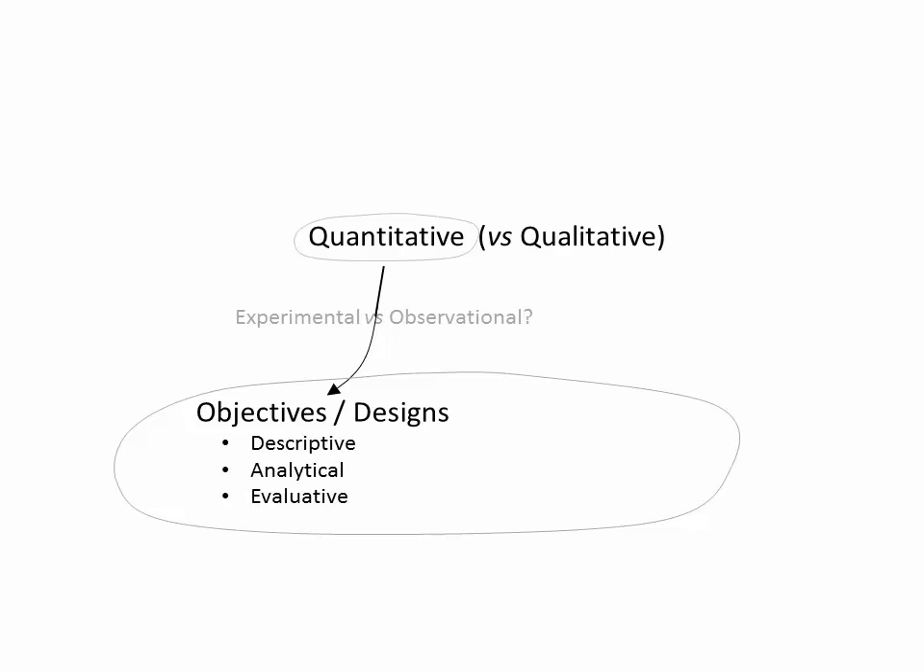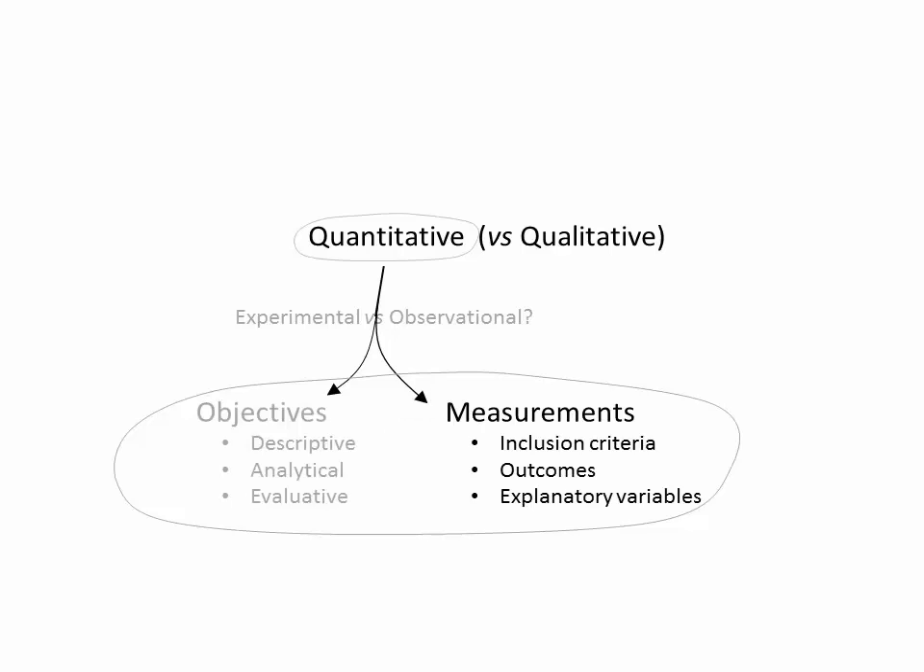Of course, analytical research, cohorts, case control studies are very useful to find risk factors. And evaluation, we have seen that yesterday, to evaluate treatment, this is something very important. Objective and measurement, this is crucial in child and adolescent psychiatry. Inclusion criteria, outcomes, explanatory variables, all these are measurements. And the specificity of our measurement is that some are objective and some are subjective.